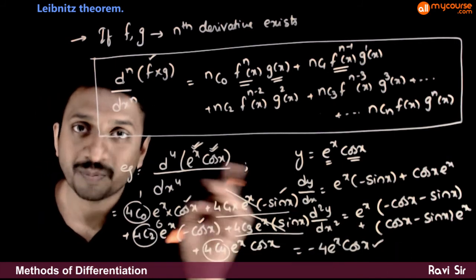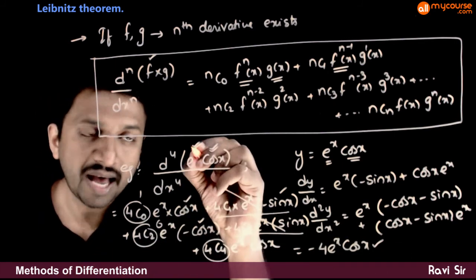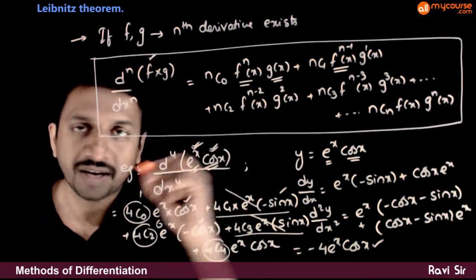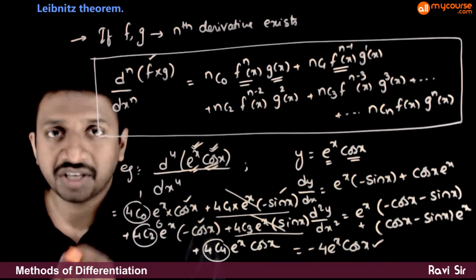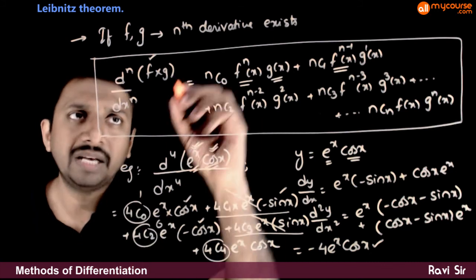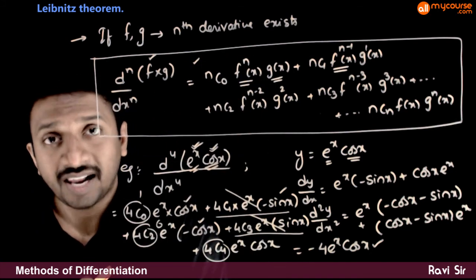So this process looks simple, right? Whenever you have a product of two functions which need to be differentiated, a lot of times you can use the concept of Leibniz theorem.